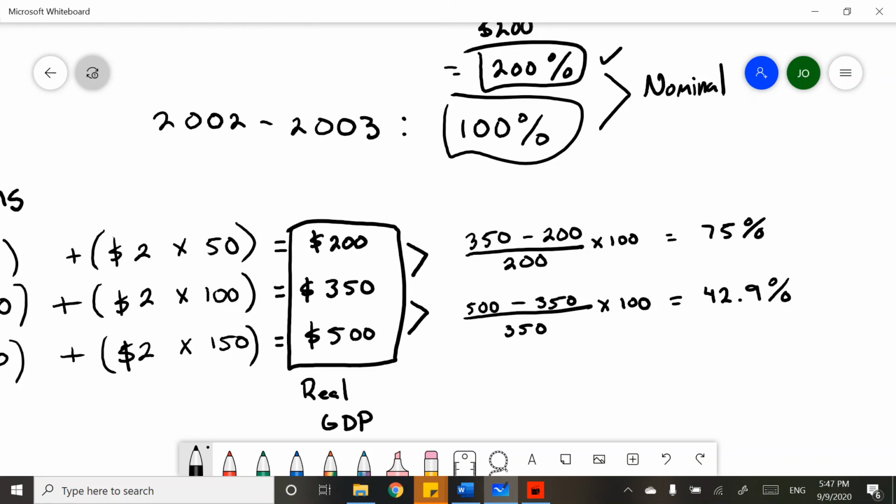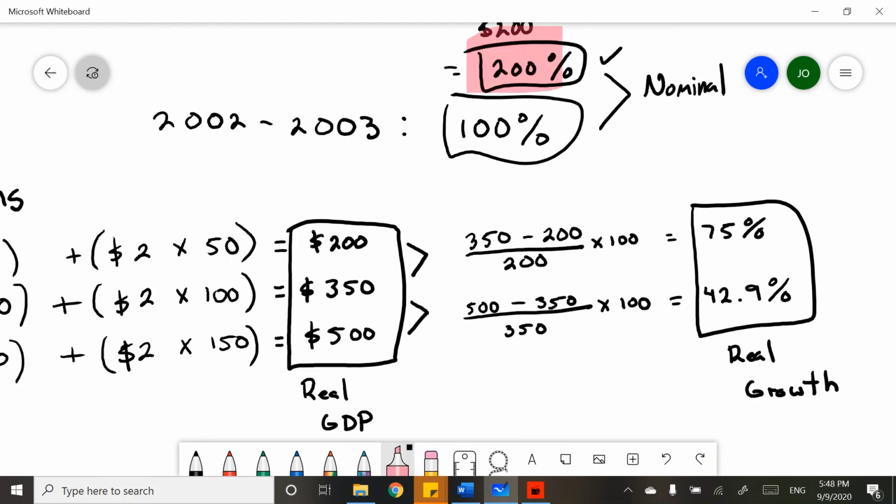Notice, these numbers represent real growth because they are calculated from real GDP. Compare them to the numbers above, 200 and 100%. The economy did in fact grow, but not by the percentages that were shown with the nominal growth rate. They grew by smaller amounts, but they still show growth. And by using this method of adjusting for prices, we're able to get real information about the economy.